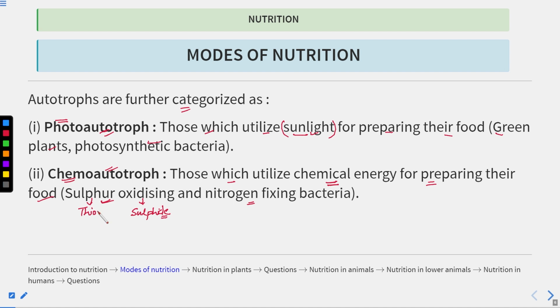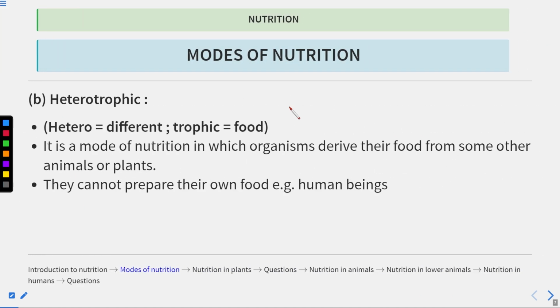Okay, and you can write Thiobacillus is a bacteria which utilizes sulfide for the generation of energy. Similarly, nitrogen fixing bacteria such as Azotobacter. Azotobacter is a kind of nitrogen fixing bacteria. Clostridium also. Clostridium is also a nitrogen fixing bacteria. So these bacteria utilize the chemical energy for preparing their food, or you can say they obtain the energy from the chemical molecules.